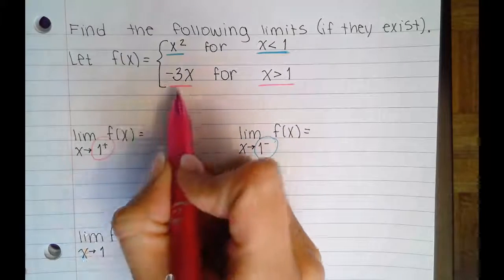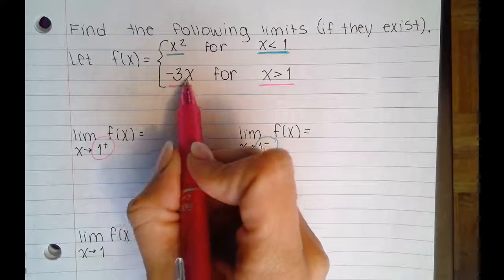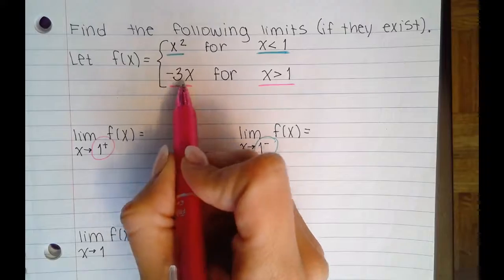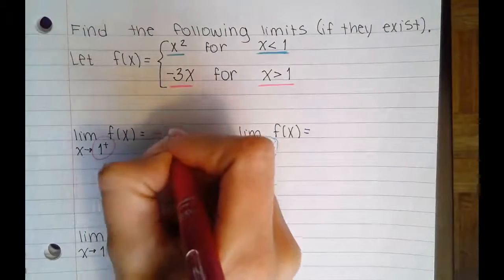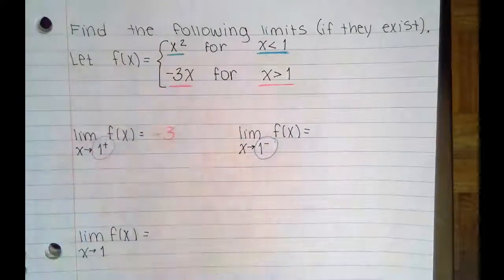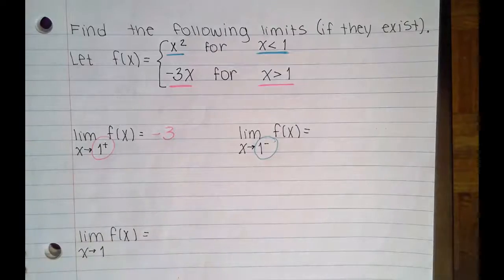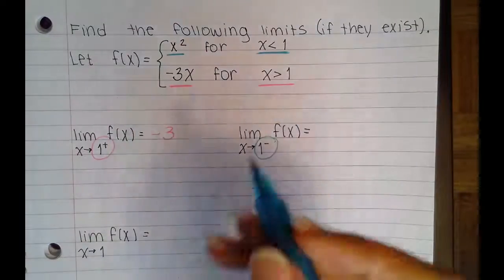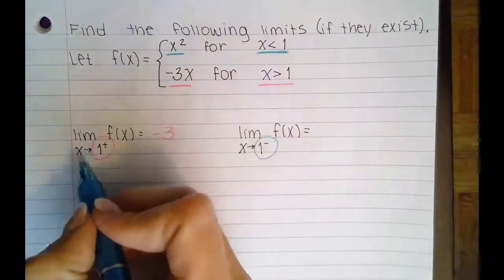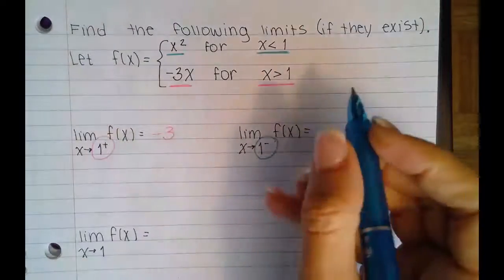So if I fill in 1 and evaluate this piece of the function at 1, I'll get negative 3 times 1, which is negative 3. So the limit from the right-hand side is negative 3. Now, I'm sorry, that was approaching from the right, yes. This is the left side.